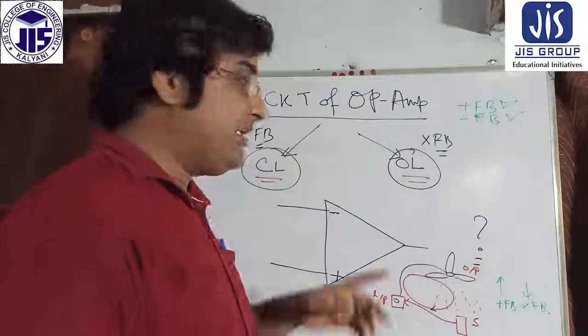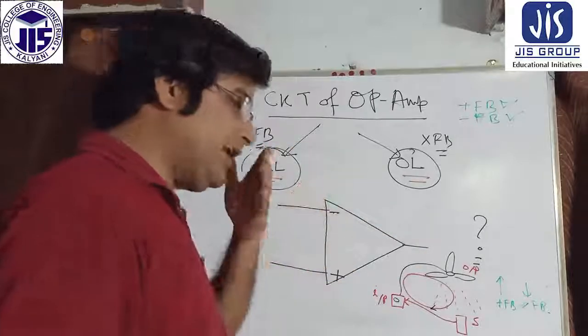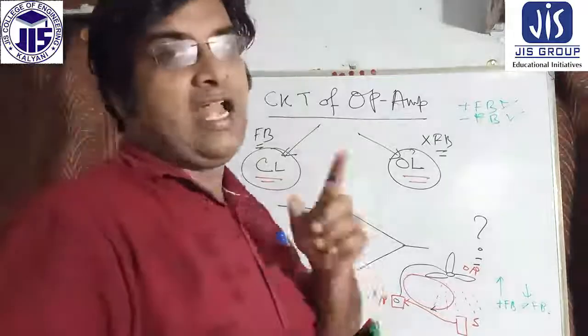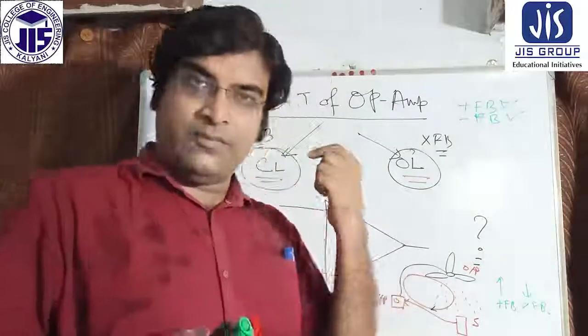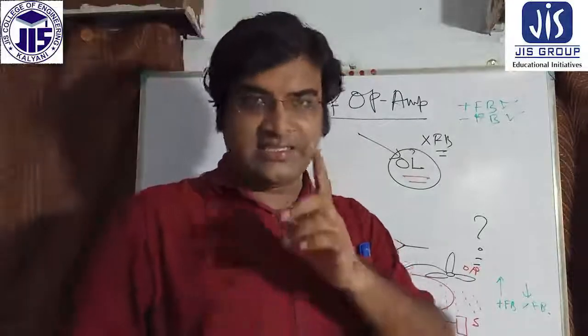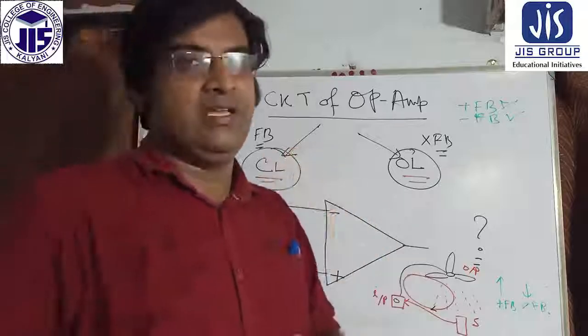Again I am repeating that to understand this open loop and closed loop circuit, we go for the next video. Then we can understand properly the closed loop and open loop circuit, and we will discuss our previous module, that is the ideal characteristics, open loop gain, VD, and CMRR, all these things.